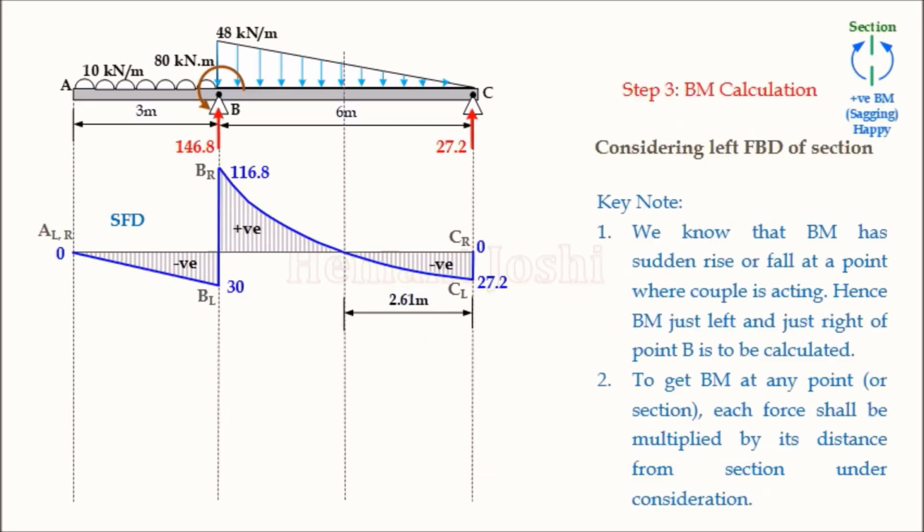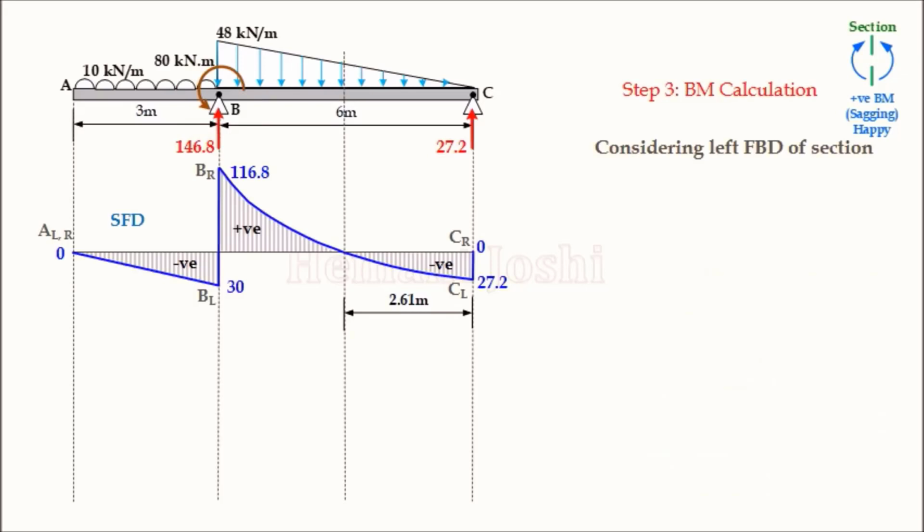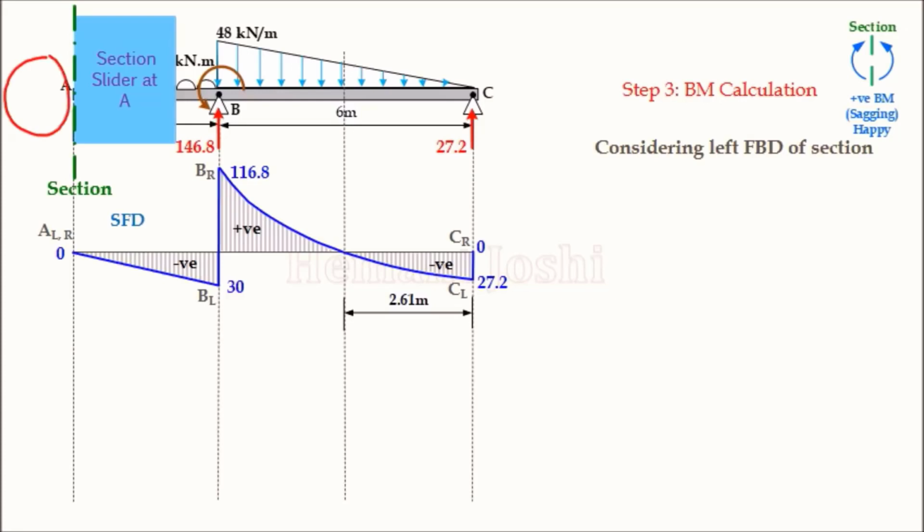Moving to the next, bending moment calculation, same logic. For bending moment, just left and just right is possible only when there is a couple. Observe that there is a point B where a couple is acting. So at point B, we have two values of bending moment, but at all remaining points, we have a single value of bending moment. Let us start one by one. Bending moment at A, exactly at A. There is empty space here, so bending moment at A is equal to 0.